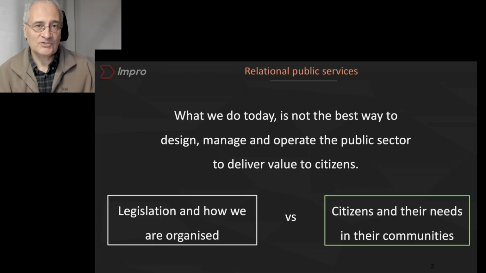There are 2 ways generally of designing public services. On the left-hand side, you've got them designed around the way that we work, and legislation and policies that we define. And on the right-hand side, you've got designing around citizens and their needs in the communities. And this is what we're going to explore in this video.